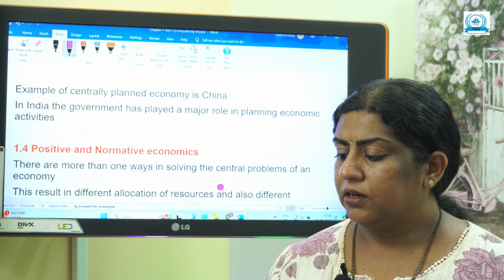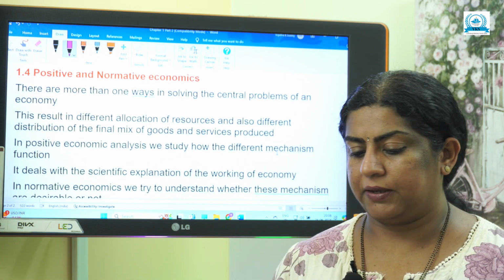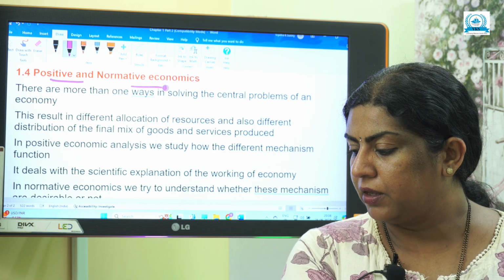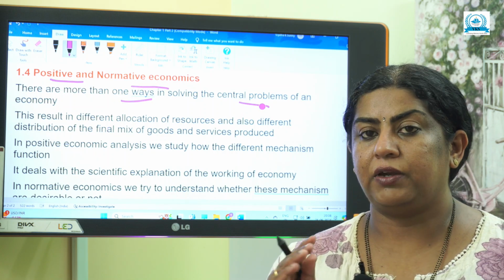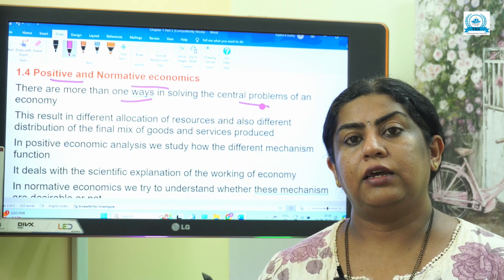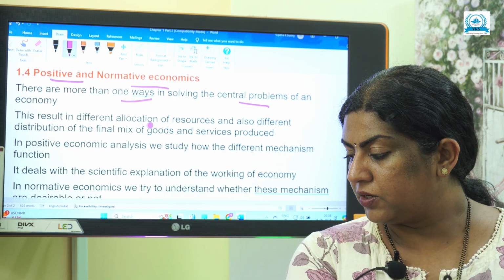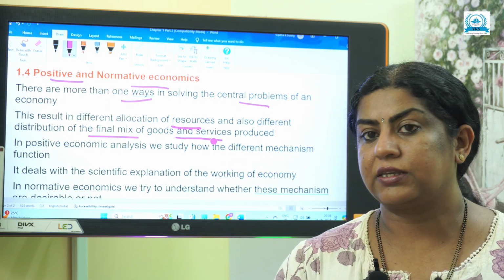Now the next topic is positive and normative economics. So what is positive and normative economics? There is more than one way of solving the central problems of an economy. So to solve the central problems of an economy, there are more than one way. This results in different allocation of resources and different distribution of the final mix of goods and services.